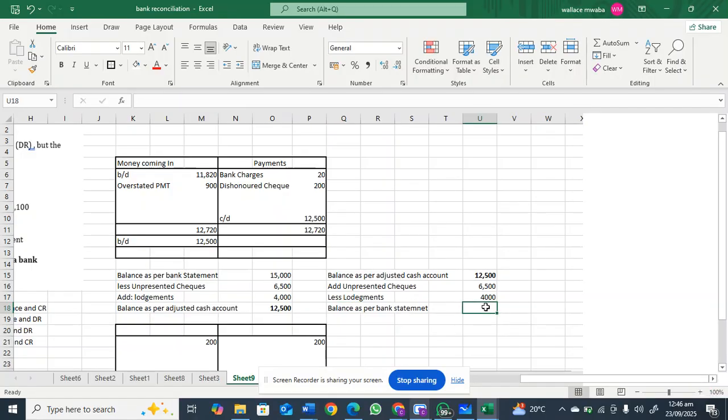So we're going to say 12,500 plus 6,500 minus 4,000. Balance as per bank statement, 15,000. So if you start with the balance for the adjusted cash account, you need to end with the balance as per bank statement. But it's like you're moving backwards. So any payments, you add them back. Any receipts, you subtract them.